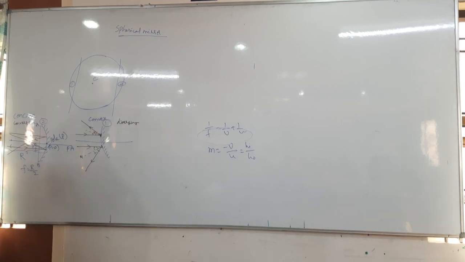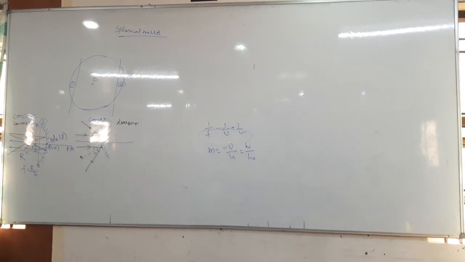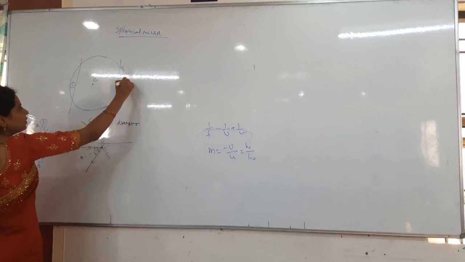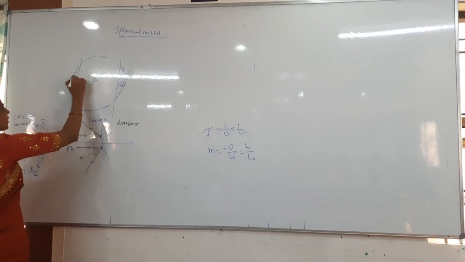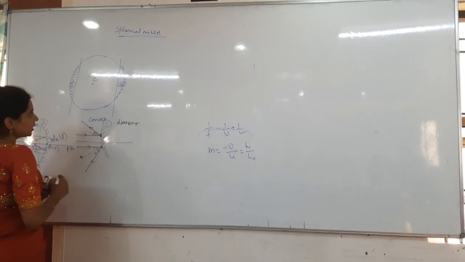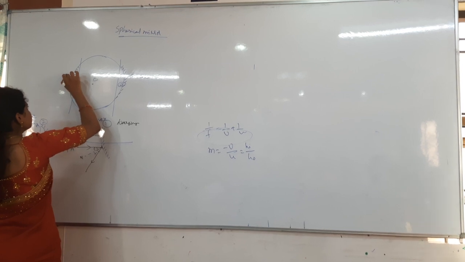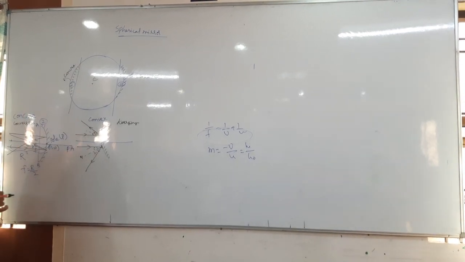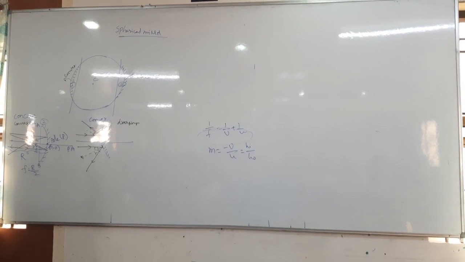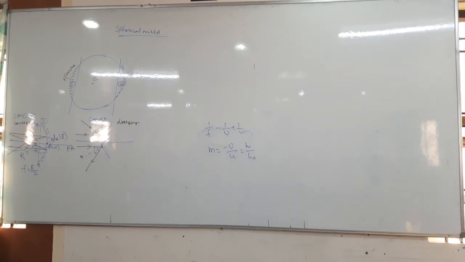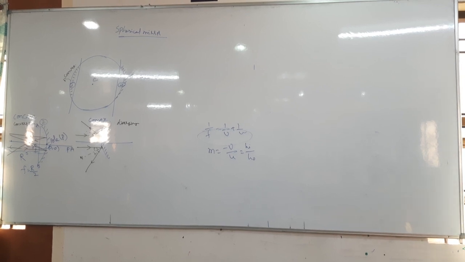And at first, concave mirror. Inner surface is the reflecting surface, and it is also known as a converging mirror because reflected rays intersect with each other.